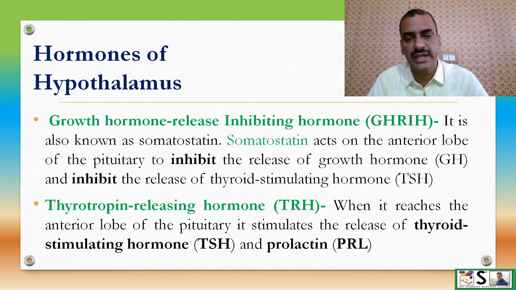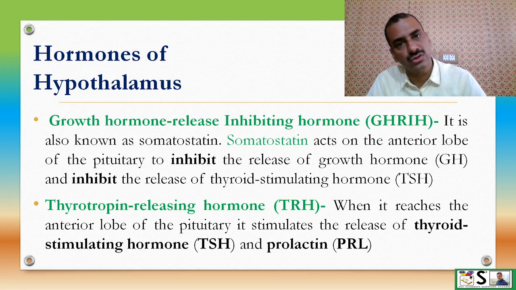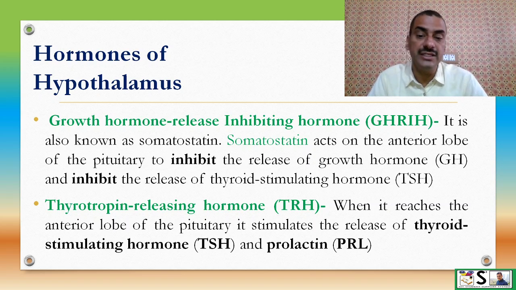Somatostatin acts on the anterior lobe of the pituitary to inhibit the release of growth hormone and inhibit the release of thyroid stimulating hormone as well. Next is thyrotropin releasing hormone, TRH. When it reaches the anterior lobe of the pituitary gland, it stimulates the release of thyroid stimulating hormone and prolactin.